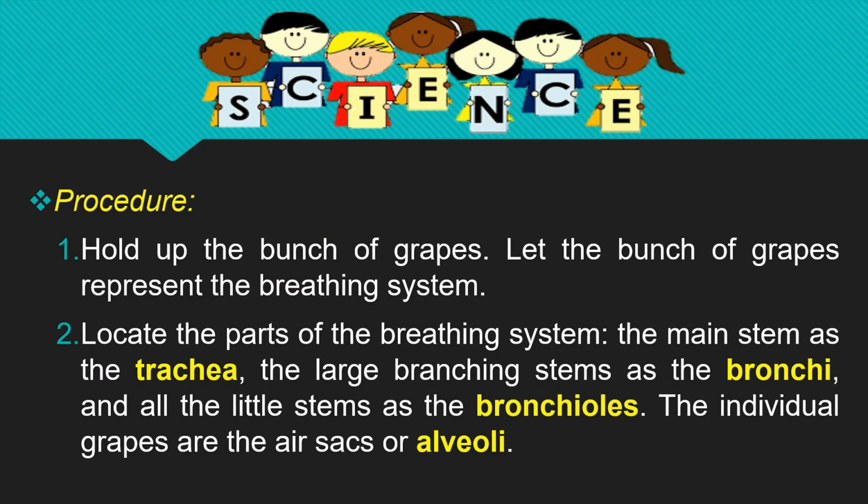For the procedure, first, hold up the bunch of grapes. Let the bunch of grapes represent the breathing system. Second, locate the parts of the breathing system. The main stem as the trachea, the large branching stems as the bronchi, and all the little stems as the bronchioles. The individual grapes are the air sacs or alveoli.